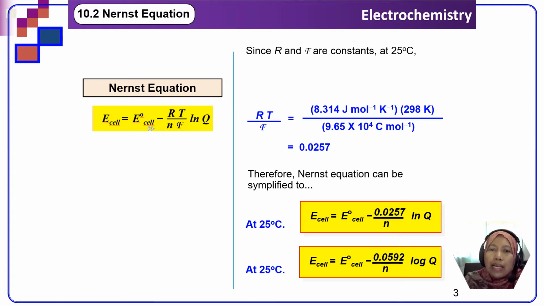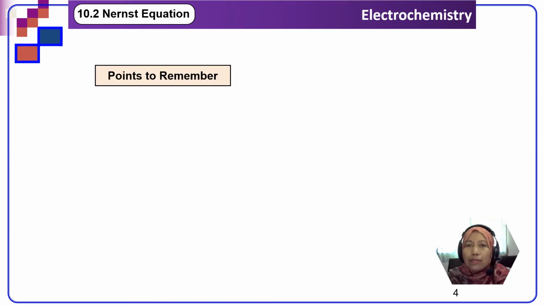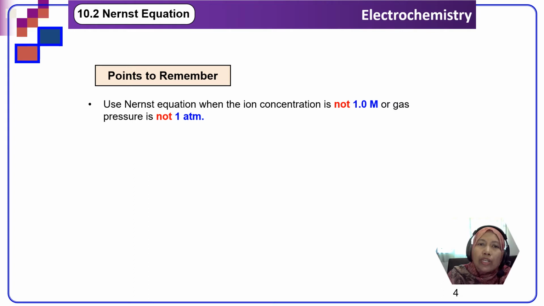Okay, or E cell equal to E naught cell minus 0.0592 over N log Q. Okay, ini kalau kita ln, dia akan jadi 0.0257. Kalau kita logkan, dia akan jadi 0.0592 over N. So, point to remember, use Nernst equation when the ion concentration is not 1 molar or gas pressure is not 1 atm. Okay, baru kita guna Nernst equation.